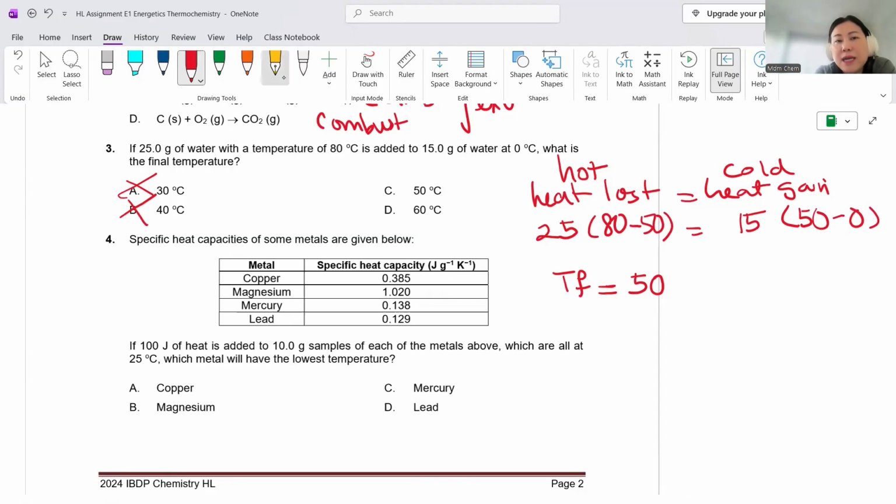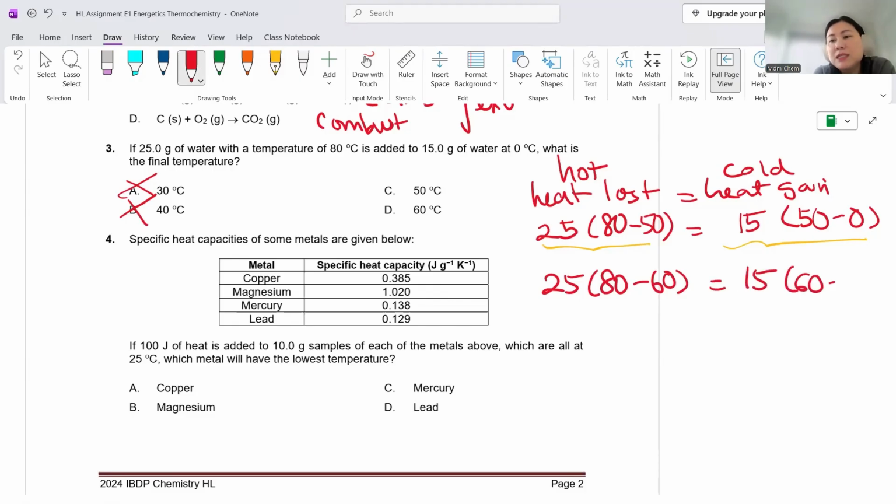If my left-hand side equals the right-hand side, then that's the answer. But if it's not the answer, then the left-hand side will not equal the right-hand side. So you press your calculator for the 50, and then you do the same set of guess and check for 60. So it will be 25 times 80 minus 60 equals 15 times 60 minus 0. So you see which matches. Okay, I'll show you the answer for the 60.